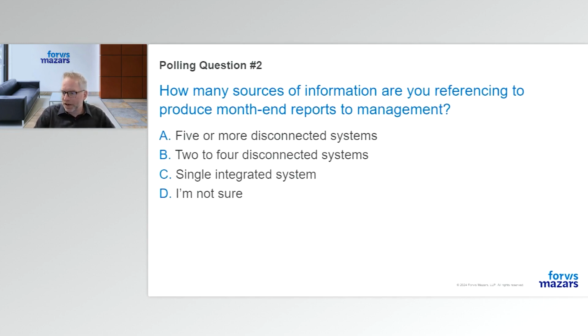And it looks like we've got another polling question here. How many sources of information are you referencing to produce month-end reports to management? So we've got 5 or more systems, 2 to 4, 1, or you're not sure.